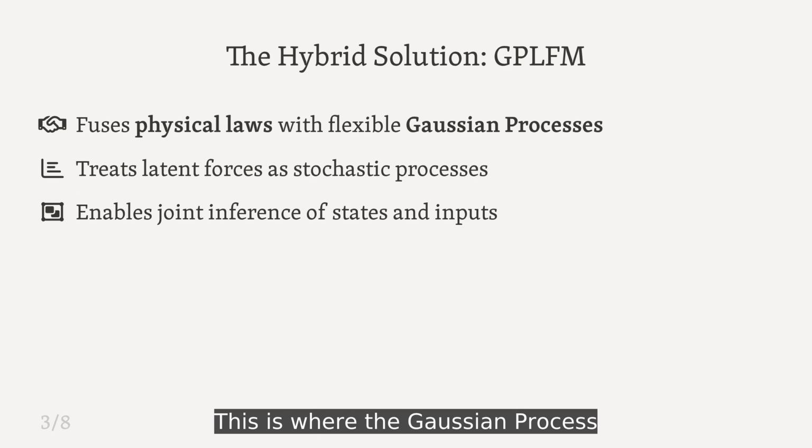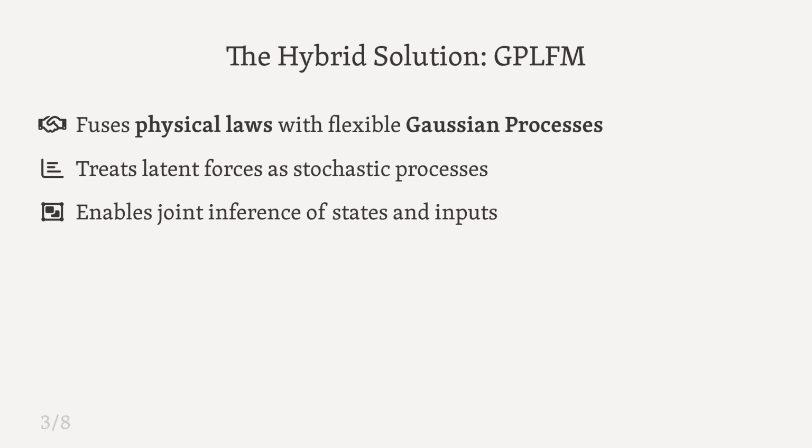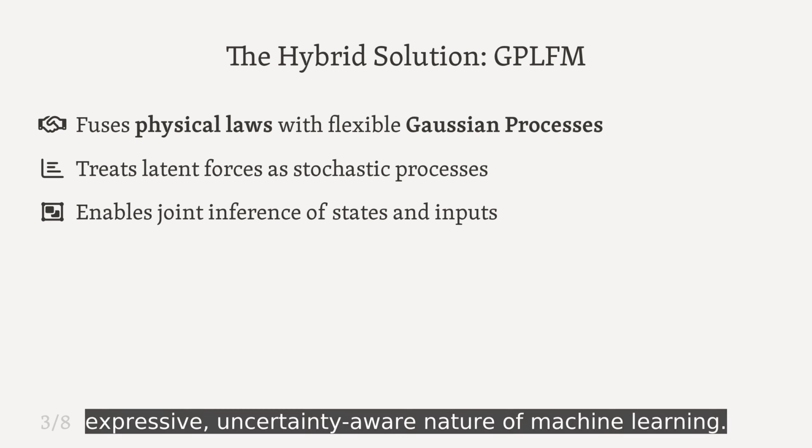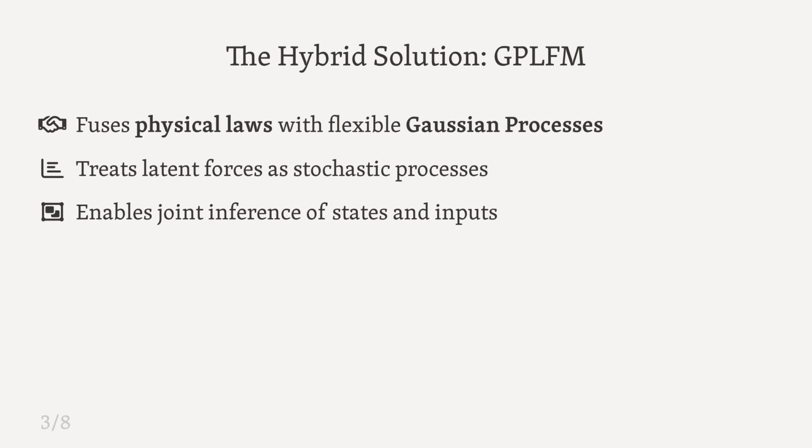This is where the Gaussian process latent force model offers a breakthrough. Instead of guessing the force, this framework represents the unknown input as a Gaussian process, a flexible statistical tool. It effectively fuses the rigid, interpretable structure of physics with the expressive, uncertainty-aware nature of machine learning.